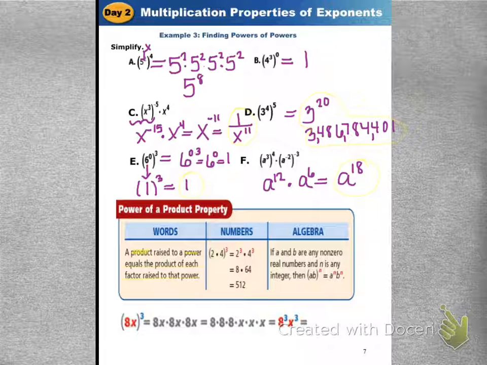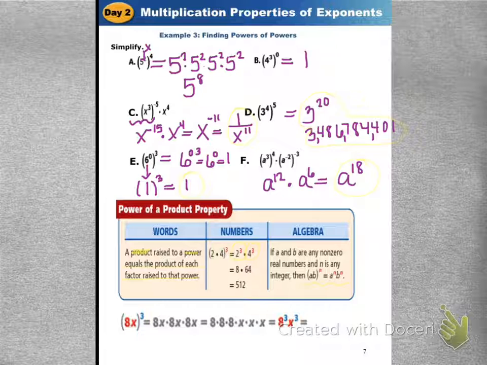So that means I have 2 to the 3rd. And I also have 4 to the 3rd. So when I combine them together then, the 2 to the 3rd is 8, the 4 to the 3rd is 64. I can then multiply those together to get 5 to the 12th power. And that, again, that property applies to variables as well. So something like this, ab, the product of a and b raised to the nth power, would be a to the n times b to the n.